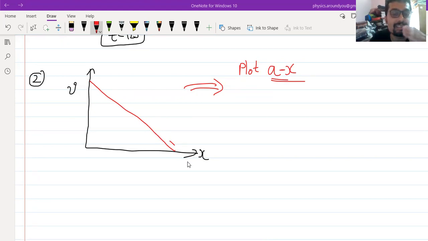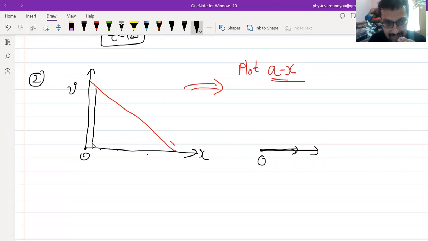Well, the first takeaway is this. As the body is moving away from the reference point, the body initially was at 0. It began moving towards right. Okay. So as it is moving towards right, what is happening to its speed?